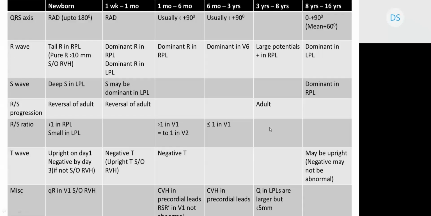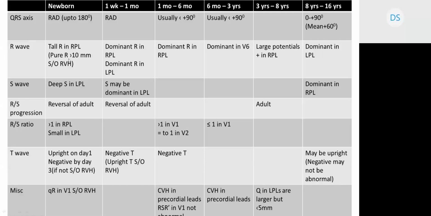Now, this is sort of a summary of today's session to understand how the axis changes from the newborn period to adulthood. In a newborn, the QRS axis up to 180 degrees is considered normal, and in an adult it's usually up to plus 90 degrees. The transition happens somewhere around 3 years of age, but it could extend up to 8 years of age even in a normal heart. If you look at the QRS complex, the R wave is positive in the right precordial leads in a newborn, and it's still not considered abnormal.